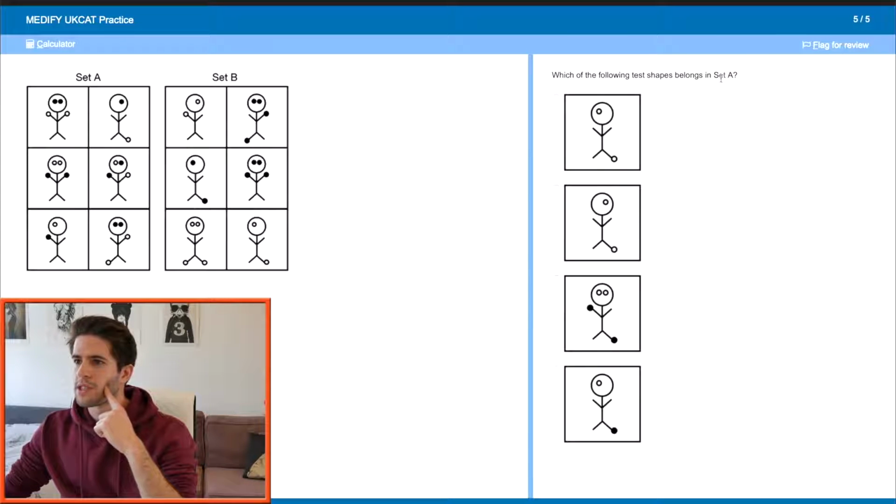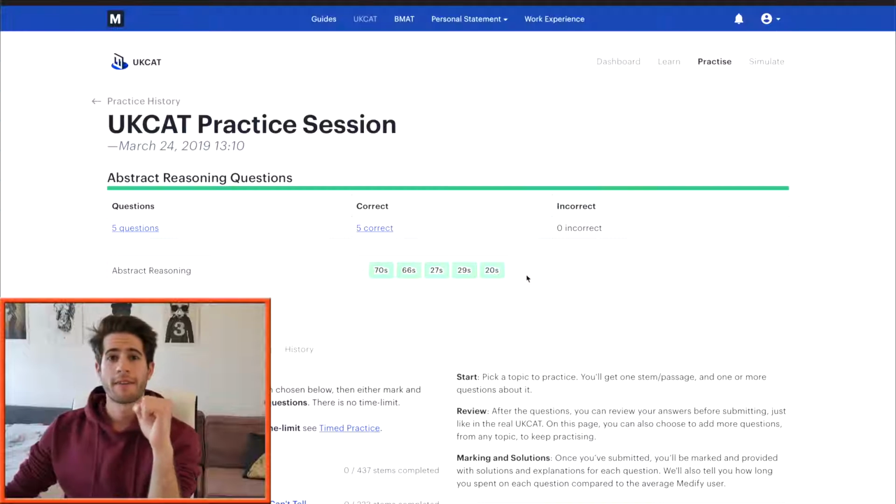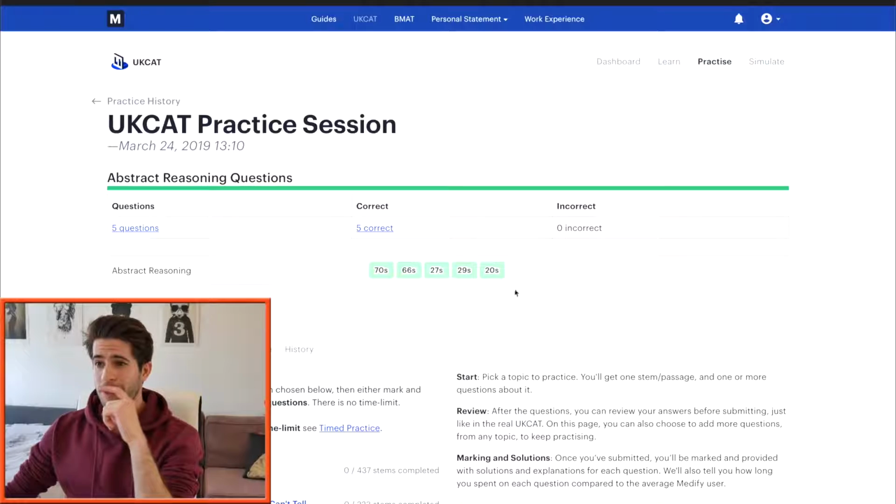Another one. Which of the following test shapes belongs in set A? Set A, it was opposite colors. So not this, can be this, and can be that. Yeah, so not this one. It has to be C. 5 out of 5 correct. Not gonna lie, that was really tricky.